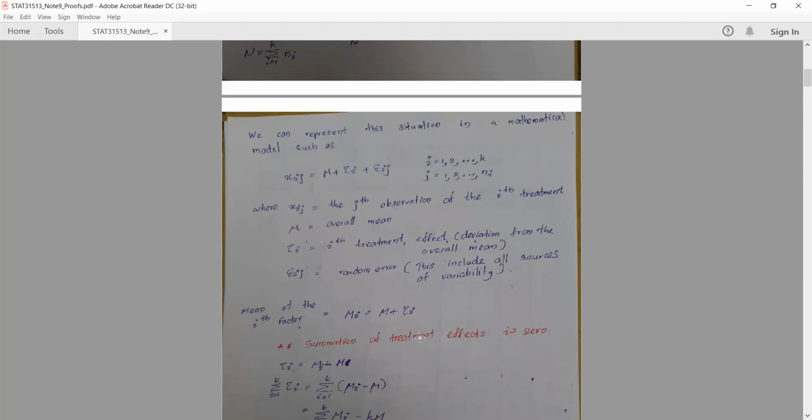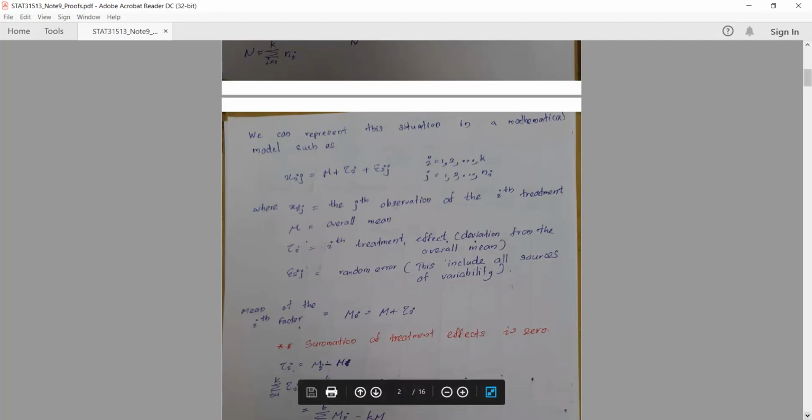There is one thing we can see: if you take the treatment effect of each and every treatment and sum them, it always adds up to 0. We can easily prove that. When you compare the two models, mu i is equal to mu plus tau i. In the treatment mean model we have mu i plus the error; here we have mu plus tau i plus the error. Since the two models are the same, we can equate mu plus tau i to mu i. So we can write an expression for tau i: tau i is equal to mu i minus mu.